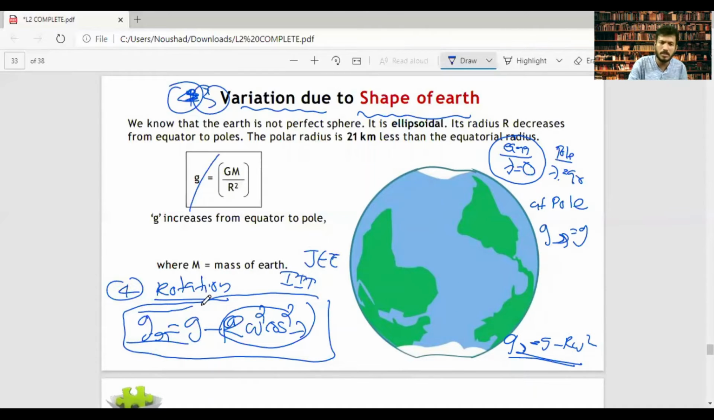The basic equation is g_r equal to g minus r omega square cos square lambda, and the term cos square lambda is 0 at the poles and maximum at the equator. So acceleration due to gravity varies with the rotation of earth at the equator, not at the poles. Very important point to be noted: acceleration due to gravity changes due to rotation of earth at the equator, not at the poles.